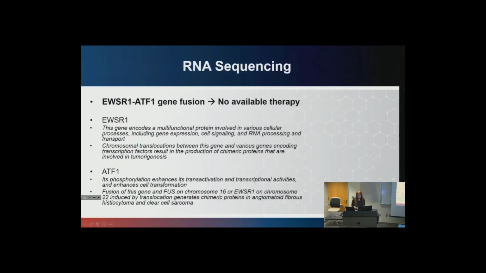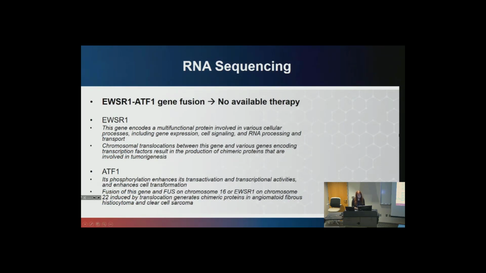So the results of the RNA sequencing showed 1 gene fusion. So there was gene fusion of EWSR1 and ATF1 gene. What do these genes actually do? So EWSR1, this gene encodes a multifunctional protein involved in various cellular processes, including gene expression, cell signaling, and RNA processing and transport.